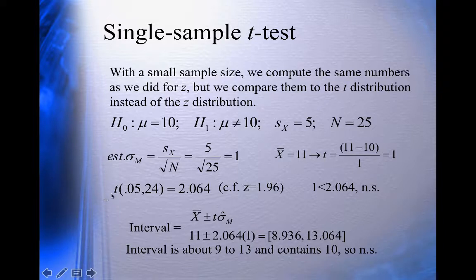So if we want the t with alpha at .05 and 24 degrees of freedom, so here we're talking n minus 1 for our degrees of freedom, that critical value is 2.064. So that compares to 1.96 with z. And 1 is less than 2.064, and so the result is non-significant. It's what you would expect on the basis of chance. Notice that everything was the same in this scenario, except that we moved from z to t, and we went from 200 down to 25 people.